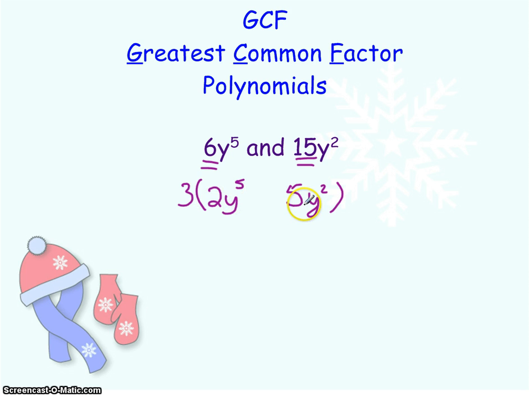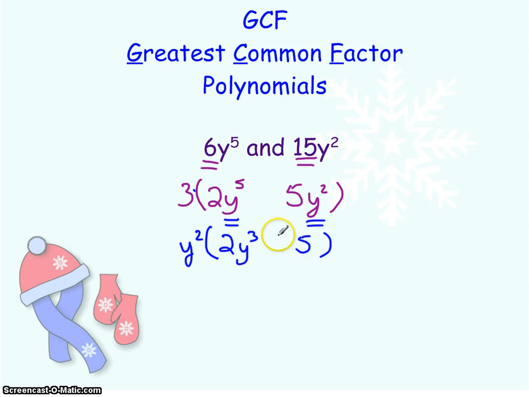Alright, 2 and 5 can't be divided by anything else, so we're done with those. Now let's focus on the letters. These are both y's. Again, it has to be the same letter. So y to the 5th and y squared. The smallest one is what they have in common. So y squared has 2, y to the 5th has at least 2, so that's what your GCF is, y to the 2nd. So when you put what's left over, you subtract the exponents, 5 minus 2. So that leaves y to the 3rd. 2 minus 2 is 0, so there are no y's left on that term.